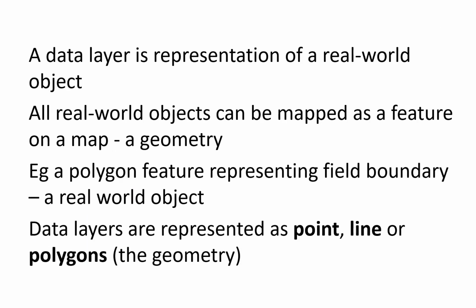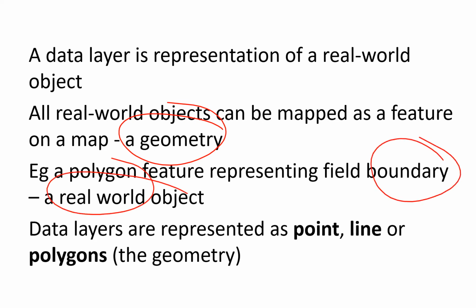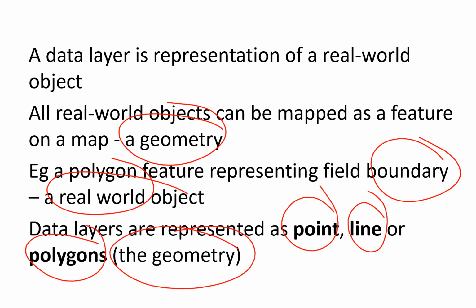A data layer is representation of a real-world object. Now, all real-world objects can be mapped as features on a map, and that is the geometry. For example, a polygon feature representing field boundary. Now, this field boundary is what we refer to as a real-world object. So the data layers are represented as the points, the lines, or polygons. Now, these three are what we refer to as the geometry.